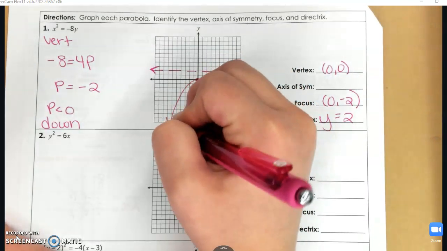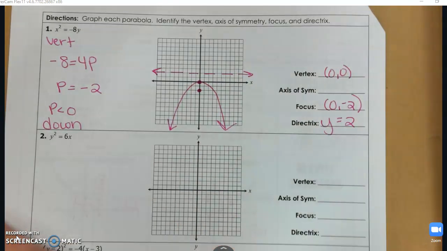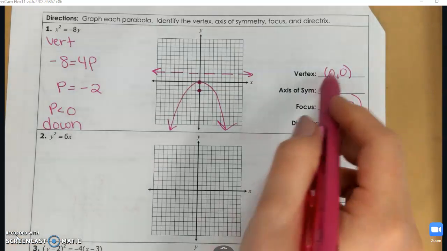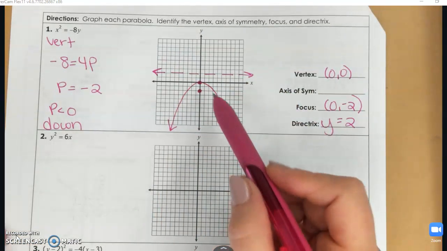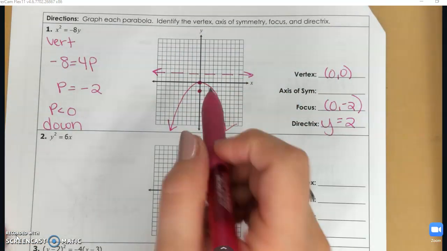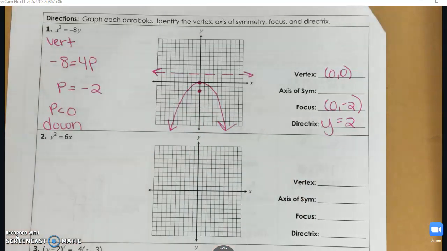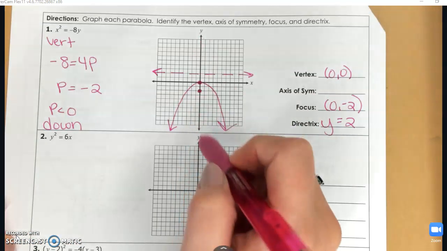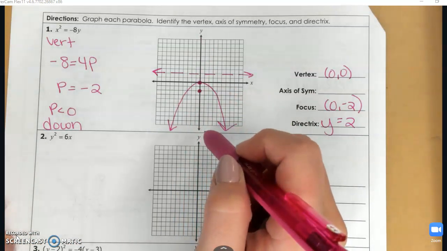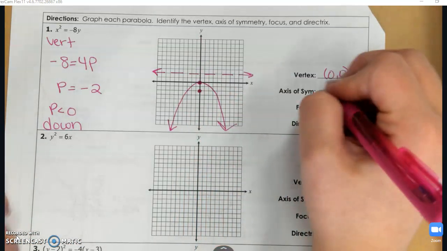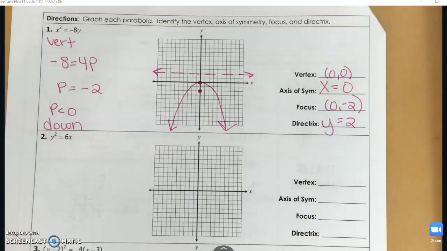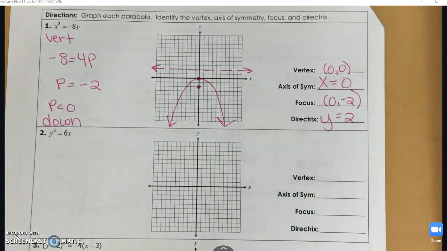And now I'm not super picky about how wide or narrow your parabola is. I just want to make sure that all of these pieces are in the correct location and it's opening the right way. So as long as it's opening downward, I don't care about how wide or narrow it is. And then lastly, our axis of symmetry is a vertical line here, and it is actually our y-axis. Easy enough.